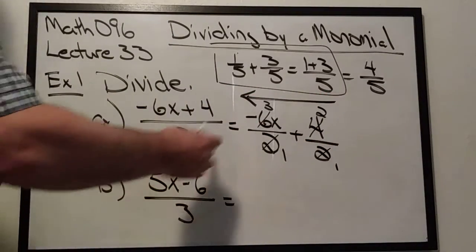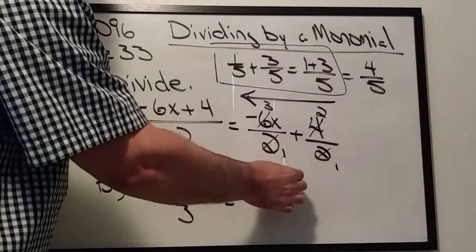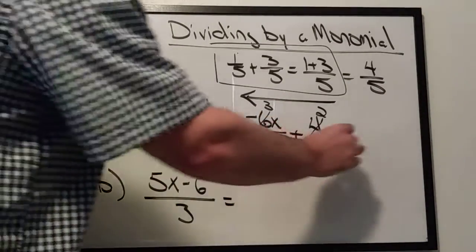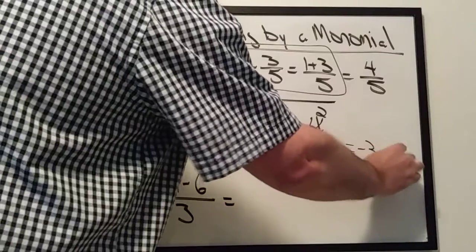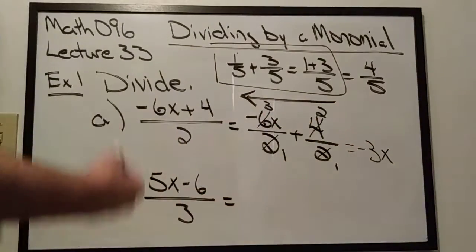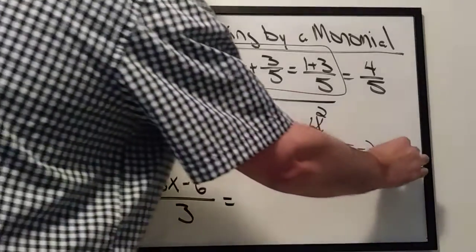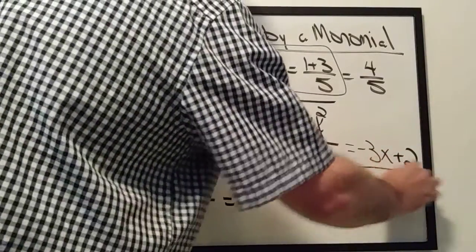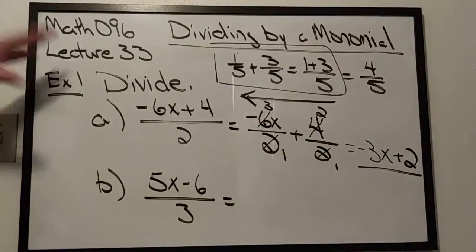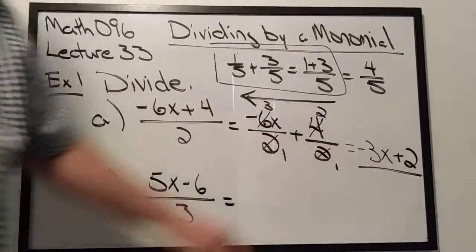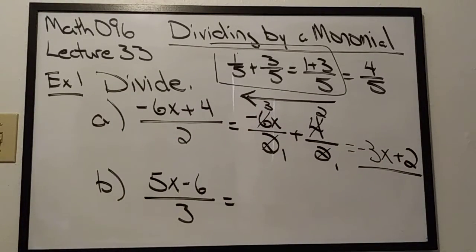So let's see what's left over. We have negative 3x divided by 1. Well, divided by 1 doesn't really do anything for me, so it's just negative 3x. And then the second piece, we have plus 2 divided by 1. Again, the 1 really doesn't do much for us, so we can just write that as plus 2. Now, at this point, we've done exactly what they requested. They asked us to divide these two polynomials, negative 6x plus 4 and 2, and we ended up with the answer, negative 3x plus 2.